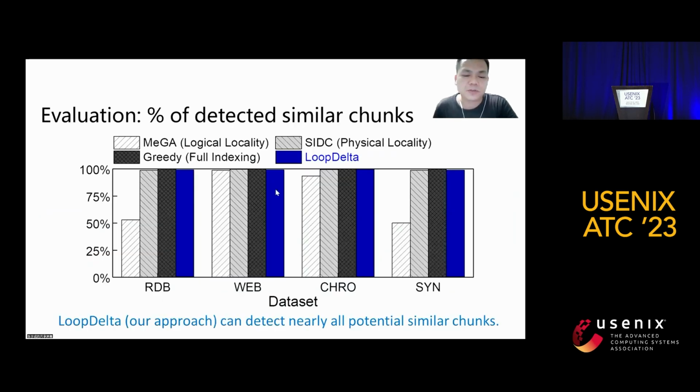This figure illustrates the percentage of detected similar chunks of existing sketch indexing techniques and our proposed LoopDelta on the 4 datasets. It is obvious that our approach can detect almost all potential similar chunks and identifies more similar chunks compared to the logical locality-based technique.